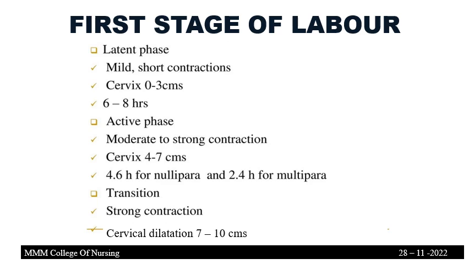In the active phase, the dilatation starts when the cervix is 4 centimeter dilated. The active phase will start, and that is the time when you start plotting the partogram. During this phase the contractions, the pain for the mother, will be moderate to strong, whereas in the latent phase it is only mild contraction. And next comes the transition phase. Here there will be strong contractions. The cervical dilatation is from 7 centimeter to 10 centimeter.